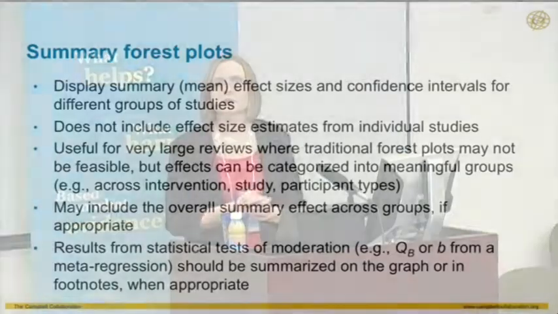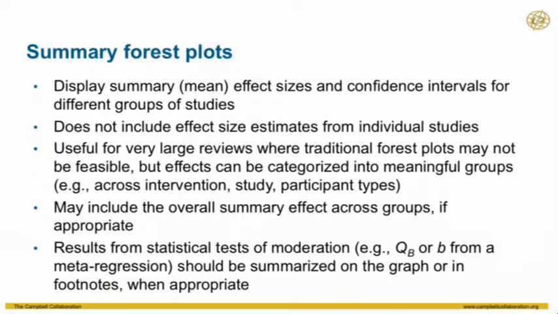Okay. So the next variation on a forest plot I want to talk about is a summary forest plot. Summary forest plots are essentially taking bits of what we just saw with the subgroup forest plot, and what you've got now is you're no longer presenting the individual effect size estimates from each of the individual studies, but rather what's showing on the forest plot are those average effects for a given subgroup.